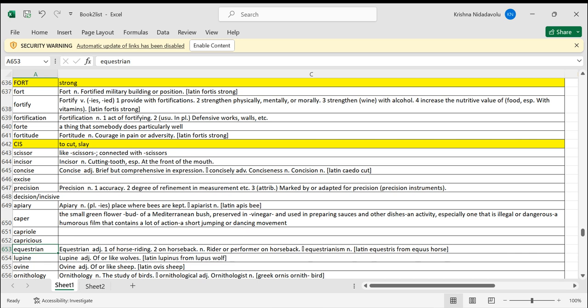Equestrian, it's related to horseback riding. Equus in Latin means horse. Equestrian is coming from equus, which is related to horse. Old statues of military heroes are frequently equestrian. That means in this sculpture, men always sit nobly upright on a horse.